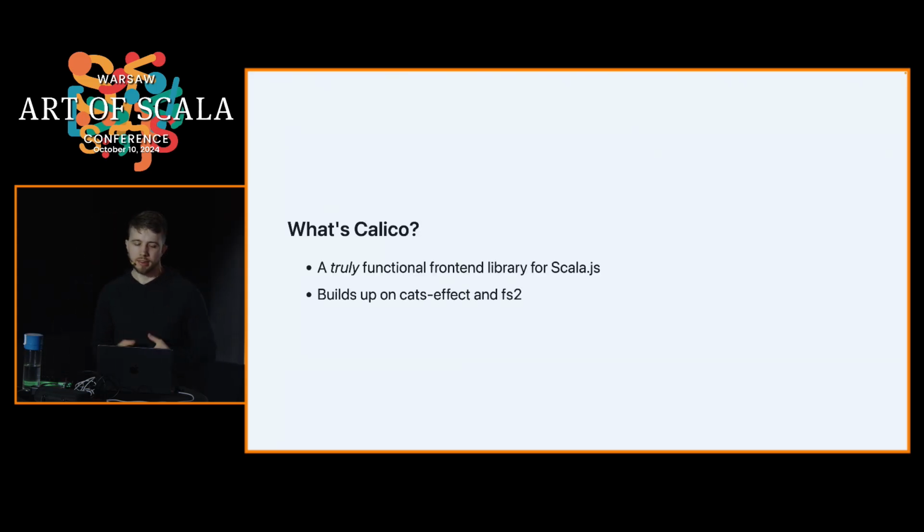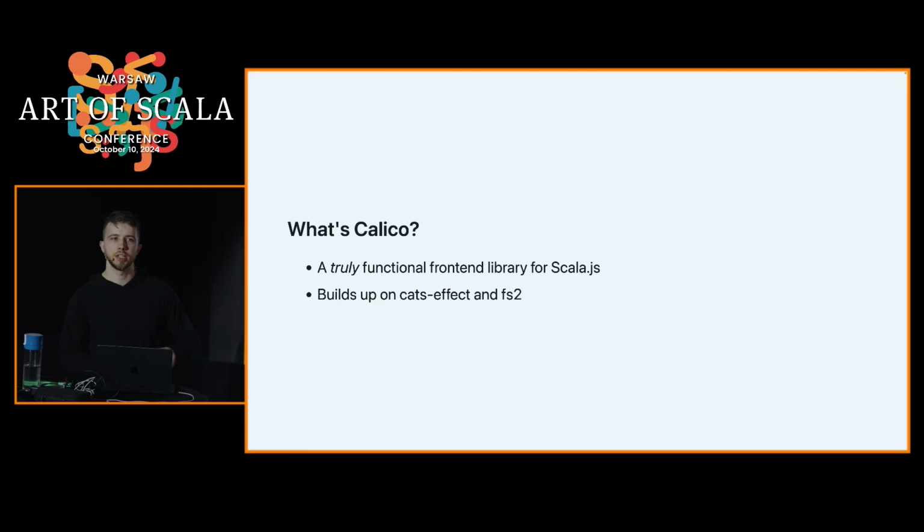So what's Calico? I think it's a truly functional front-end library for Scala.js. By truly functional, I mean that there's nothing in the library that would break or make you break referential transparency in your code, which may seem like a small detail, but it's something that you notice is really important as you build and scale your application beyond a certain size. You want all the pieces to be predictable and compositional, and all the magical words you can imagine. You want things to stick together and not break up in strange, unexpected ways.